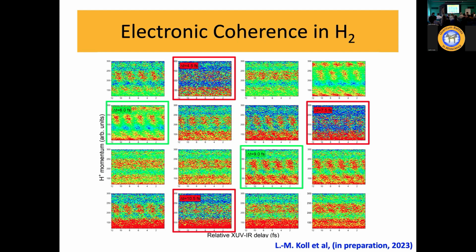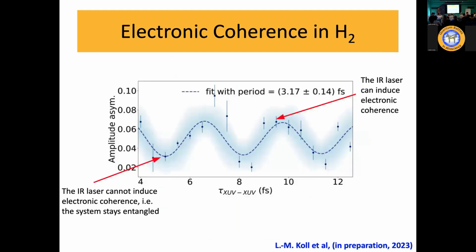There are certain delays between the XUV pulses. For example, this delay of 6 femtoseconds or this delay of 9 femtoseconds, where we can readily see these electron localization oscillations as a function of XUV IR delay. So apparently there, we are able to create electronic coherence. But there are other delays between the two XUV pulses. For example, this delay 4.5 femtoseconds, 7.5, 10.5, where the IR is unable to create electronic coherence. We do not see the electron localization. So that is basically what I now want to explain to you.